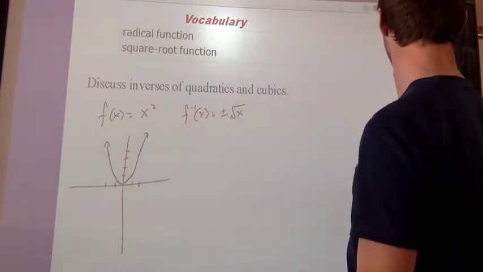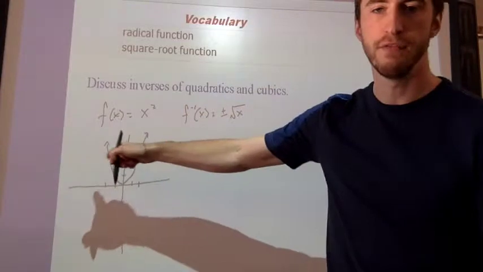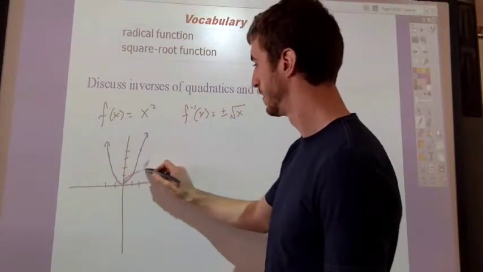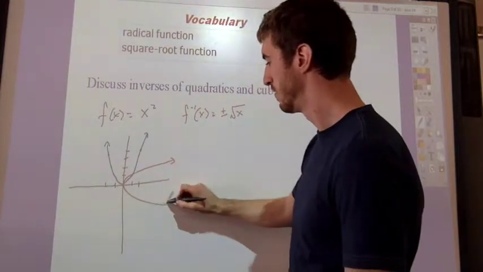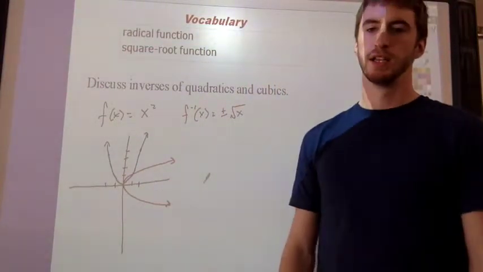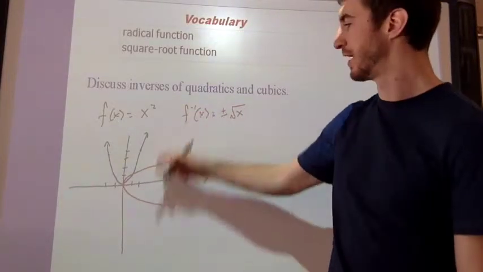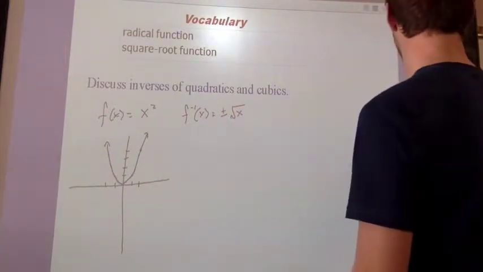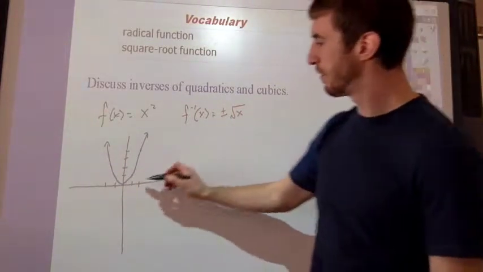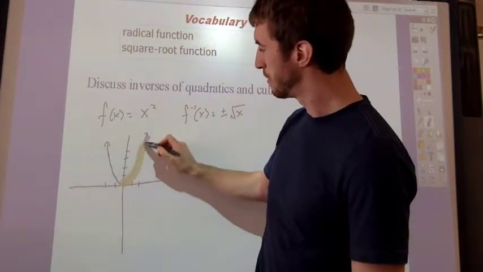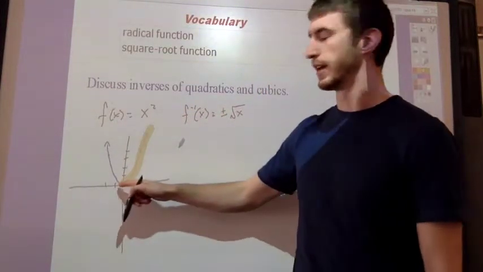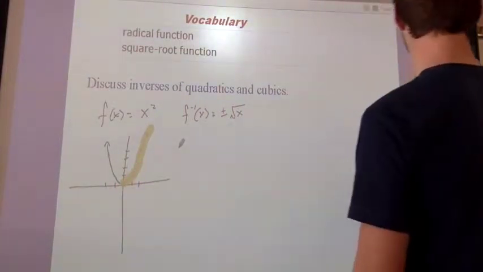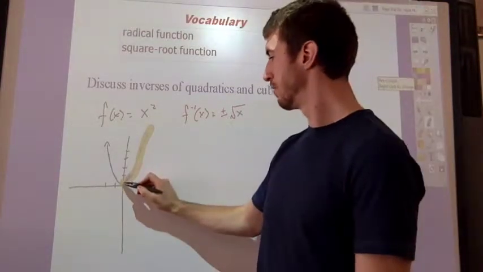So anyway, the inverse of this would look something like this, right? And this is not a correct graph because it doesn't pass the vertical line test. So what we can do then is only take the inverse of this portion right here, just the positive side.